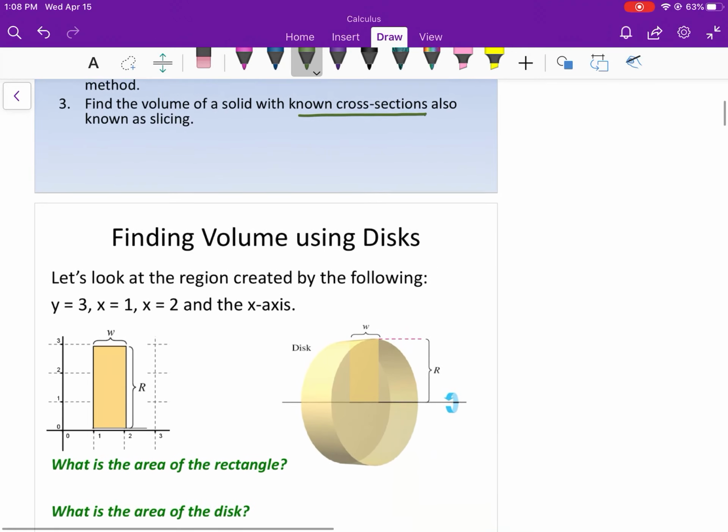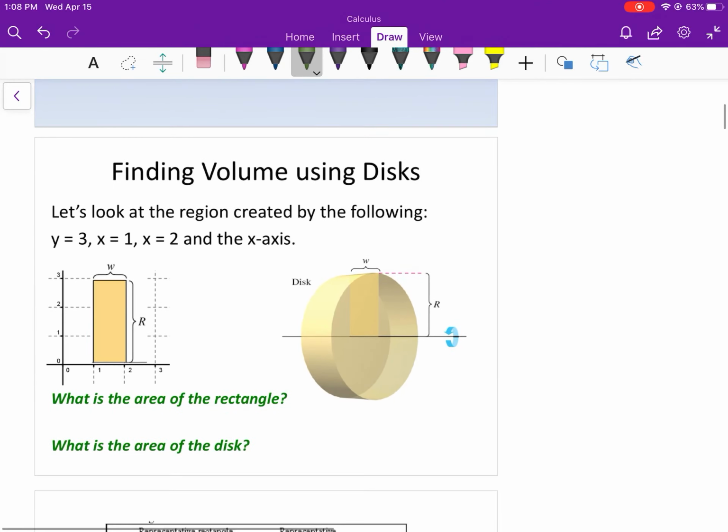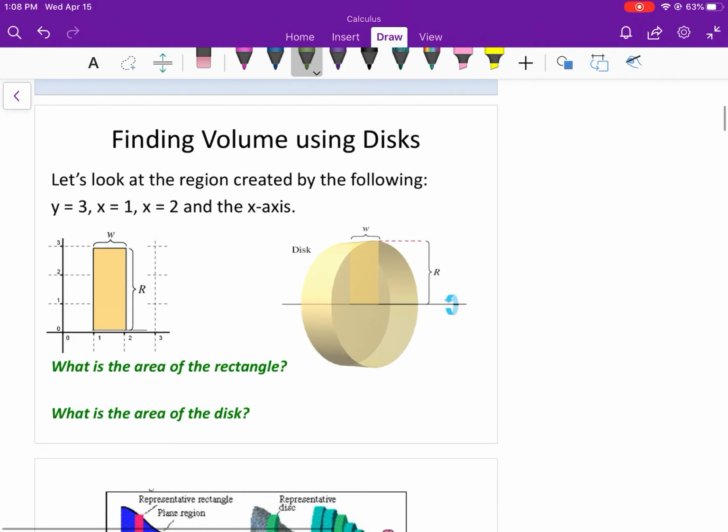Okay, so as you saw in the Khan Academy videos, you're taking your area, chunking it into rectangles, and then revolving those rectangles around an axis of revolution. In today's notes, that axis of revolution is going to either be the x-axis or the y-axis. So these notes start off with just looking at a simple rectangle, and the question below is, what is the area of the rectangle? And you guys know that area is base times height.